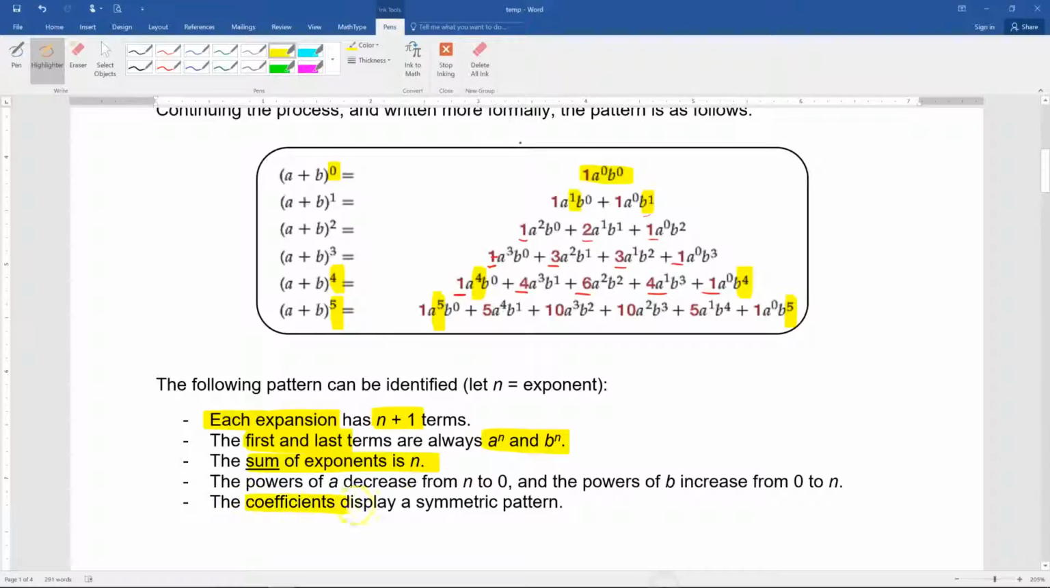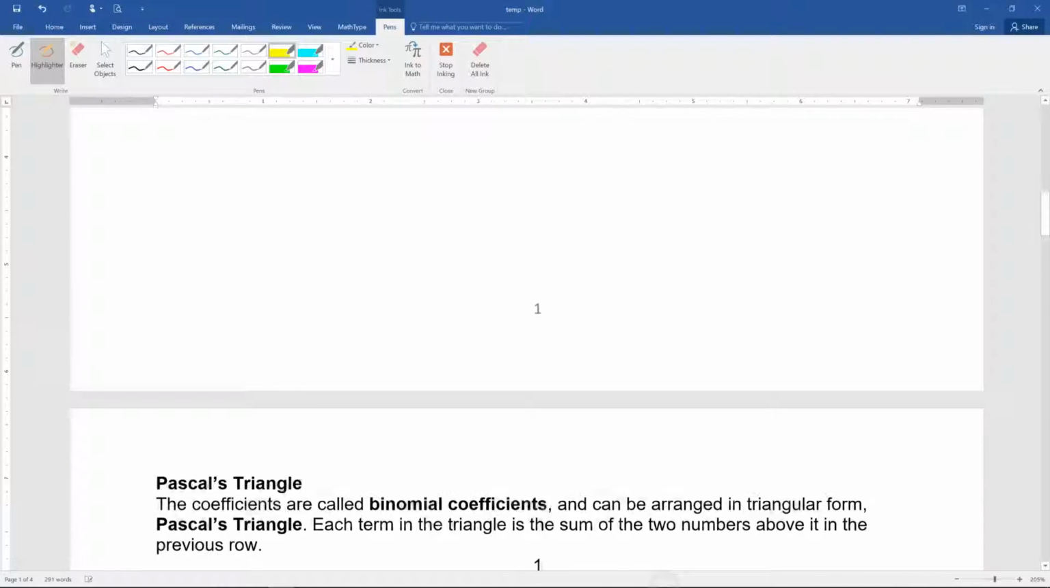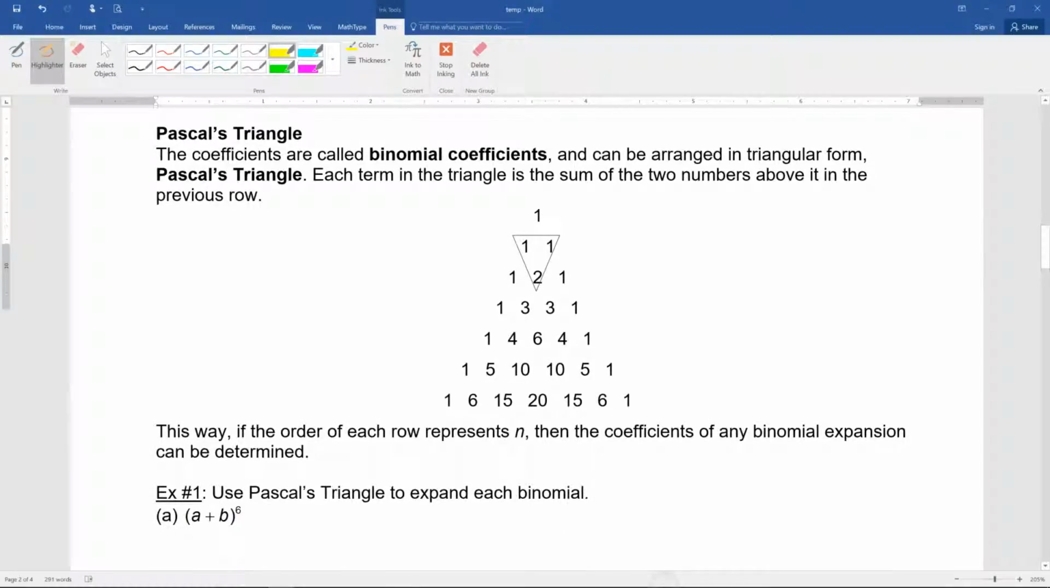And the coefficients display a symmetric pattern, right? Look at this one. It's 1, 5, 10, 10, 5, 1. It's totally symmetric. 1, 4, 6, 4, 1. So if you fold this down the middle, all of the coefficients will match up with each other. All right? So without further ado, Pascal is the guy who came up with all of this. This is Pascal's triangle. The coefficients are called binomial coefficients, and they're in a triangular form.